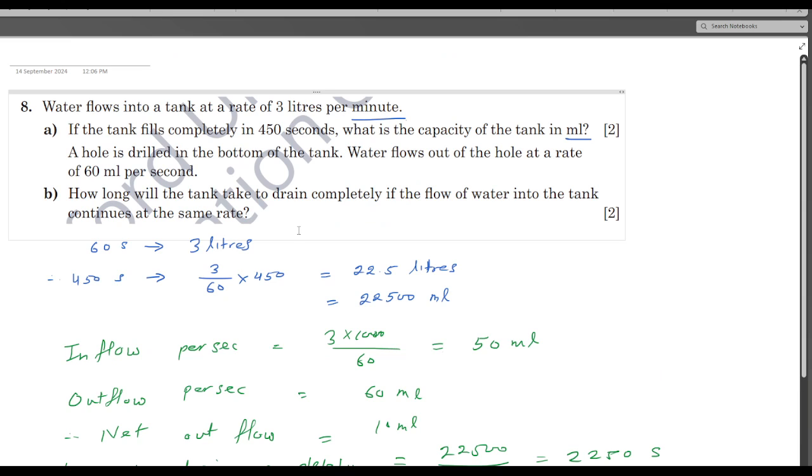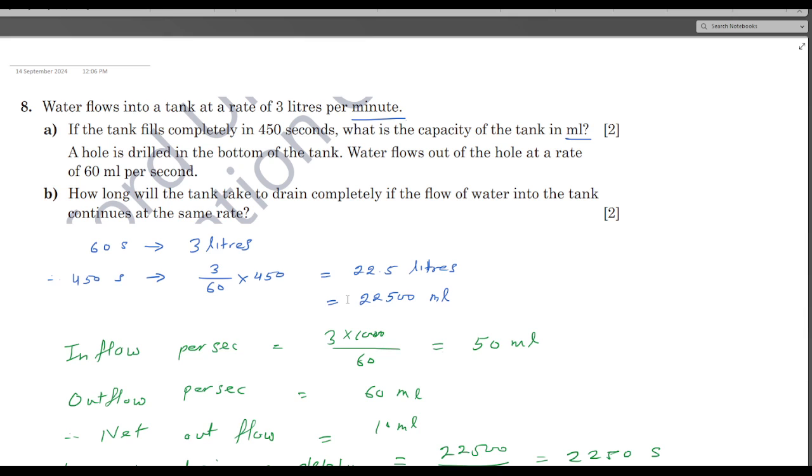So these are all your exam style questions. If you are practicing this revision exercise and exam style questions, I hope most of the concepts you will clear.